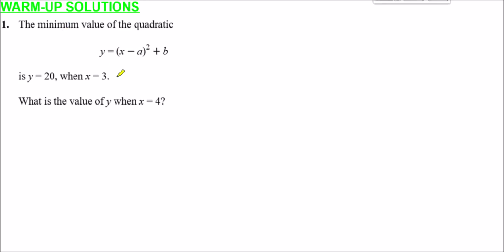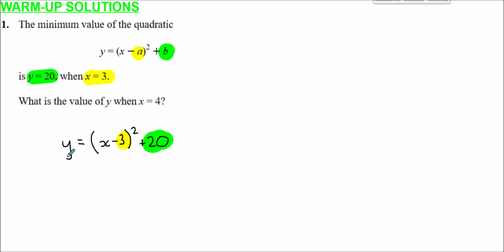So we're told that when x is 3, that relates to this a here, and y is 20 relates to b. And so we can substitute these values in, and we can deduce, therefore, the equation of this quadratic is actually x minus 3 squared plus 20, because we're told that when x is 3, y is 20 at this turning point.